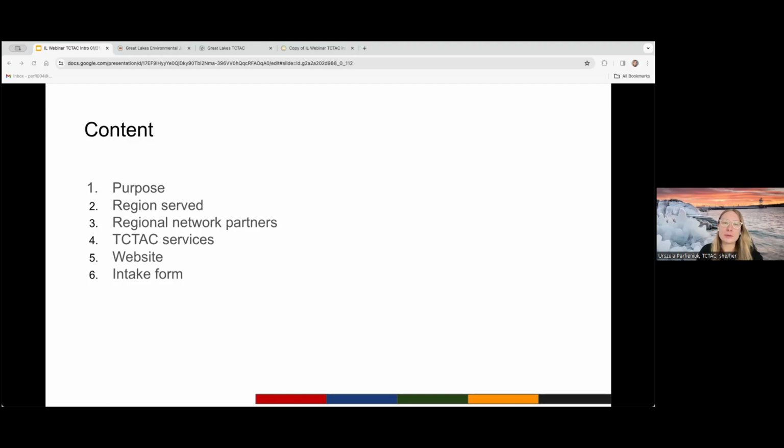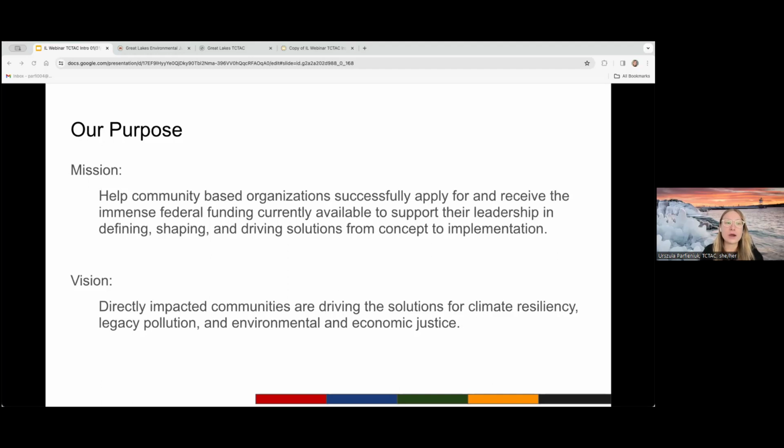So first I'll go over our purpose, who we serve, who are our partners in this work, before I move on to how you can learn more about us, as well as get in touch with us. So our main mission is really to help community-based organizations successfully apply for and receive the immense federal funding that's currently available under some of the programs that Amanda has noted, really to support community leadership in defining, shaping, and driving solutions from concept to implementation.